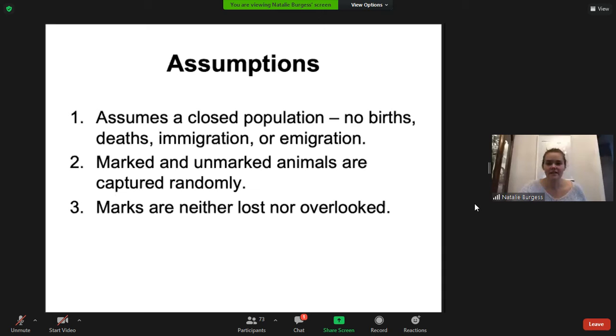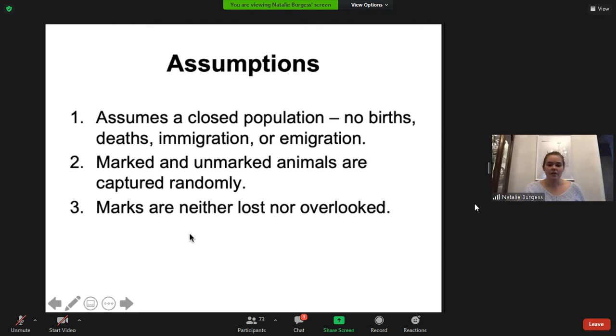Yeah, exactly. So it's pretty unrealistic that there's going to be no births or deaths within a population. If the habitat for some reason isn't very good, you might have individuals leaving it to go find better habitat. Or if the habitat's really good, you could have new individuals, depending on the species, trying to move in.